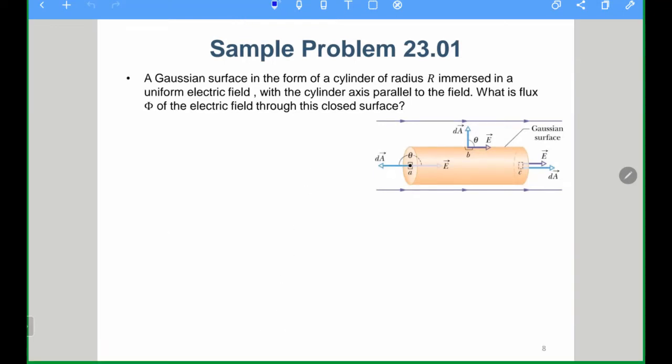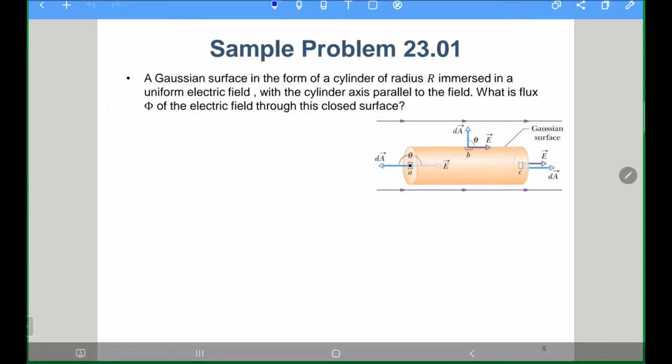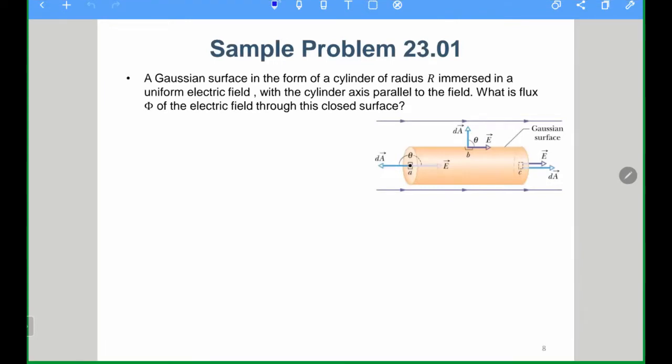So here, let's take a look at a sample problem about the evaluation of the electric flux, or the net flux. It says: a Gaussian surface in the form of a cylinder of radius r is immersed in a uniform electric field with the cylindrical axis parallel to the field. What is the flux phi of the E field through the closed surface?